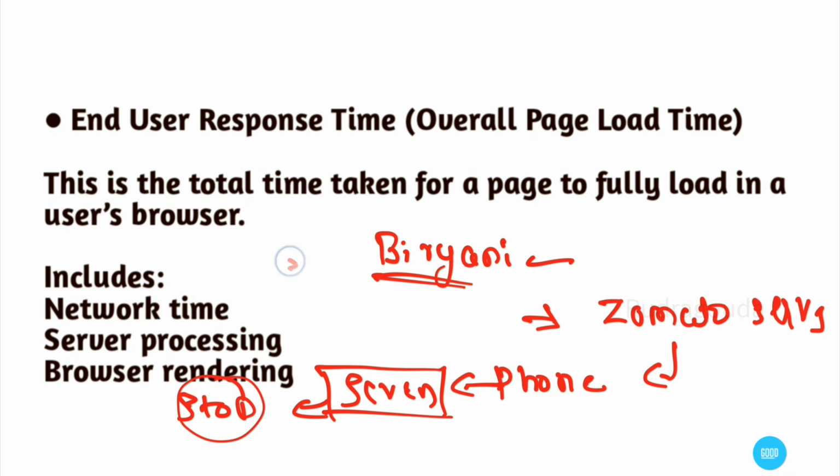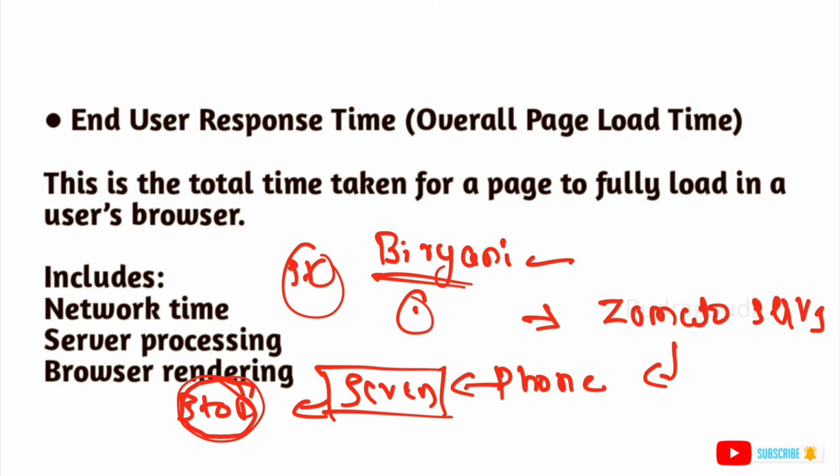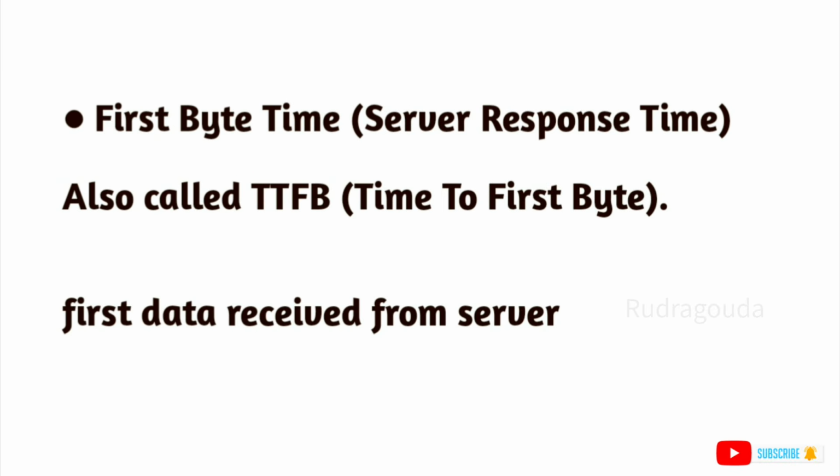So we started our stopwatch at the time of searching, and we stopped when we got the exact details. This is the end user response time. The total stopwatch time in this example we are calling the end user response time. Next, first byte time, server response time. First byte time, what does it mean?